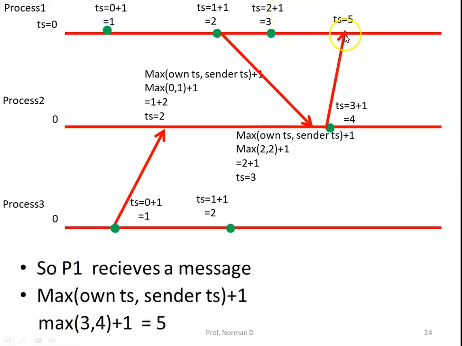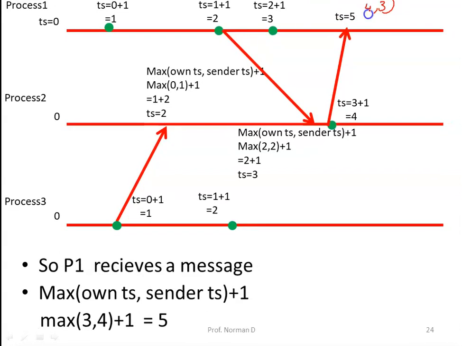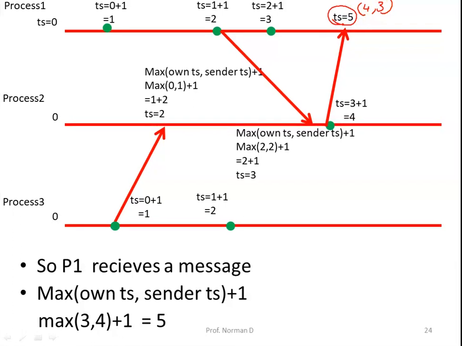Now when P1 receives a message, we know that the incoming timestamp is 4, the local timestamp is 3. So maximum of 4 and 3 is 4, plus 1, which gives us the timestamp as 5.